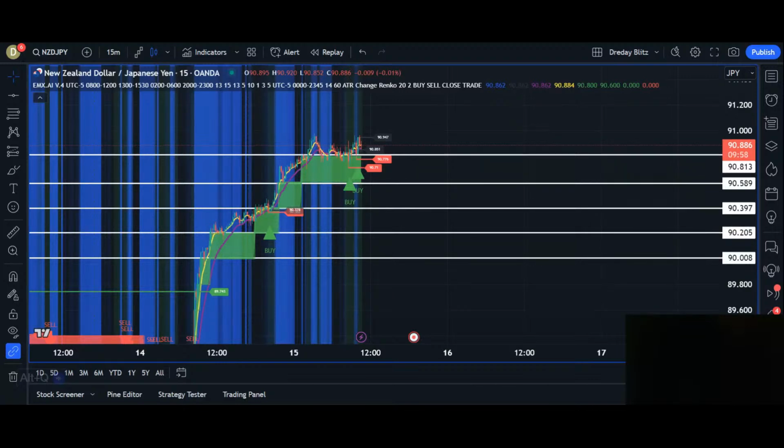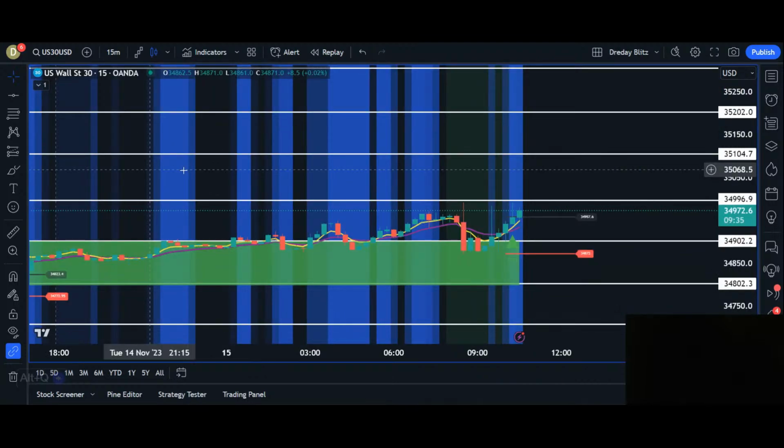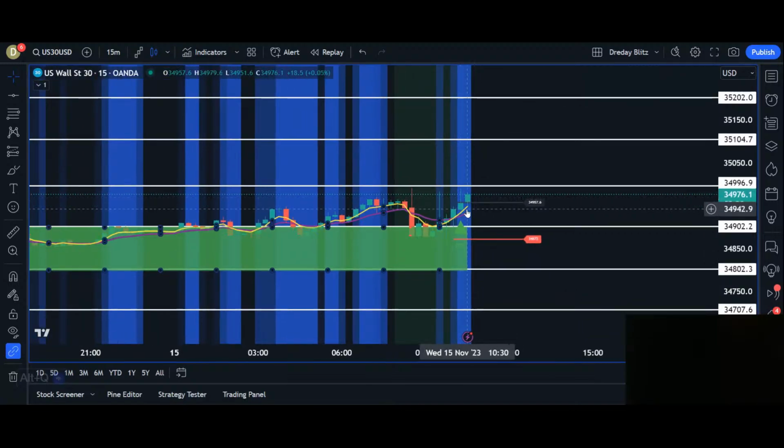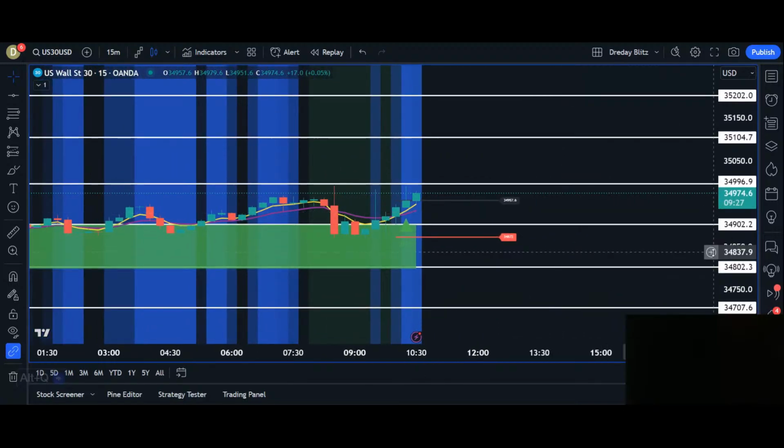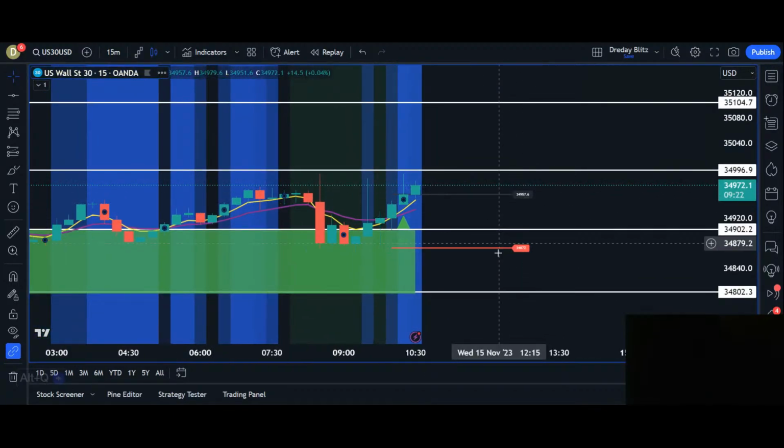So we'll close out the session at around 11. So far we had the buy signal on US 30 and SSP 500. So let's look at the US 30. So US 30 still looking bullish here. Like I said, never went in the downside.